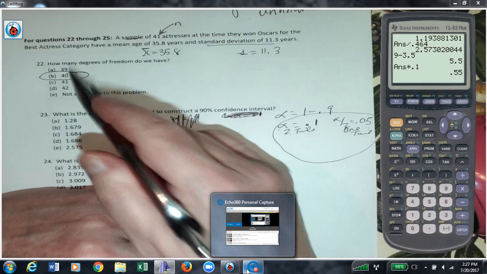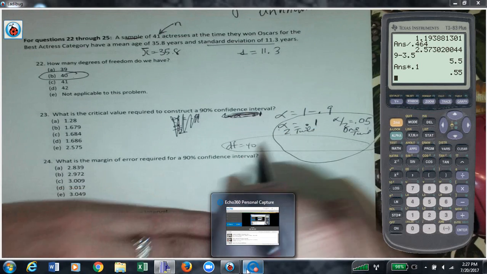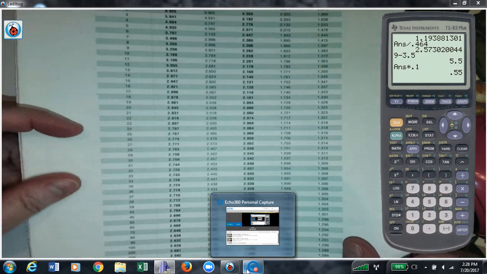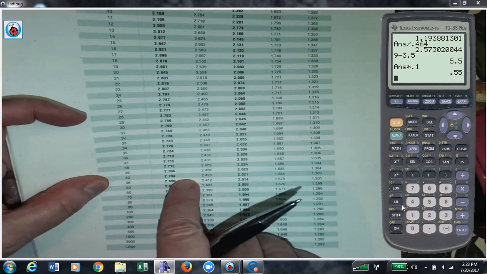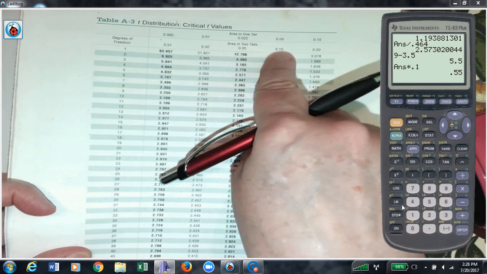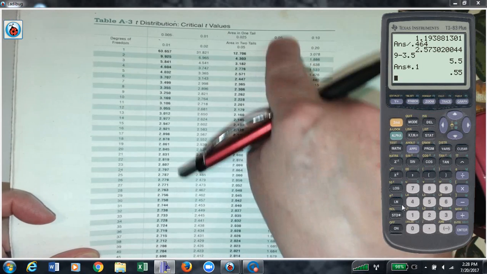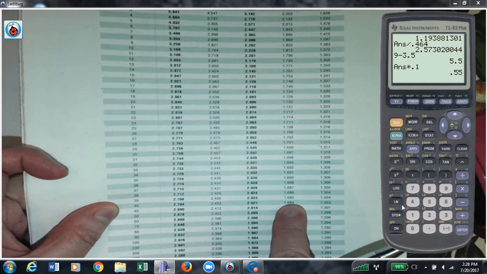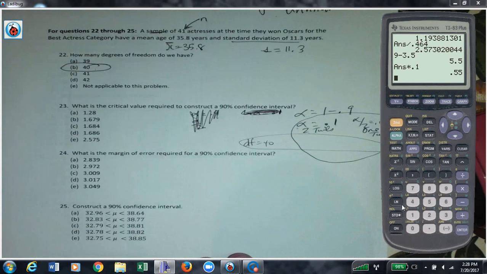And DF, degrees of freedom, is 40. So if I use my chart, degrees of freedom is 40. And the area in two tails is 0.1, and the area in one tail is 0.05. So they'll give you the same column, and they will meet up at 1.684.